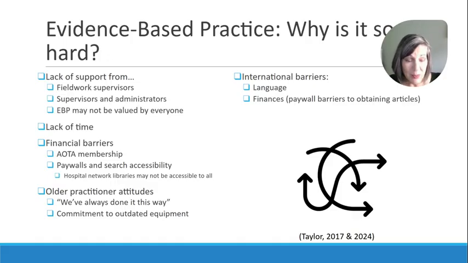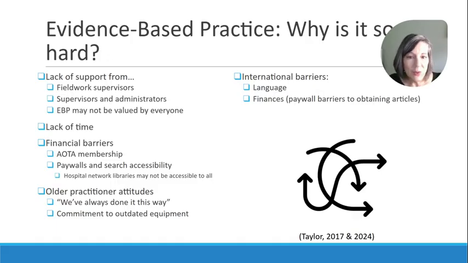It also can be expensive. AOTA membership does cost us some money. And sometimes their best evidence is behind a paywall, and that's because it costs them something to produce this evidence. Sometimes search accessibility is difficult. Sometimes people don't have access, say, to a library search database. Not everybody has access to that.